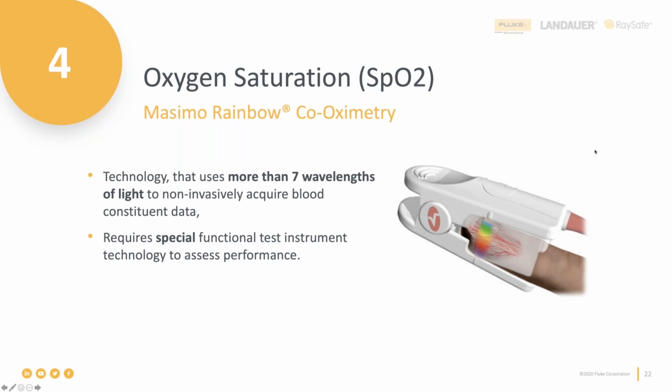So Masimo Rainbow is a specific technology on the market that does a bit more than the normal pulse oximeter. So it's worth calling it out. Instead of just red and infrared light, it actually uses multiple wavelengths of light to acquire additional information. Rainbow can detect percentages of dyshemoglobins. Those are hemoglobins that cannot carry oxygen, like methemoglobin or carboxyhemoglobin. Masimo has worked with Fluke to figure out how to test this technology and has approved a special cable that interfaces with the Fluke Biomedical tester.